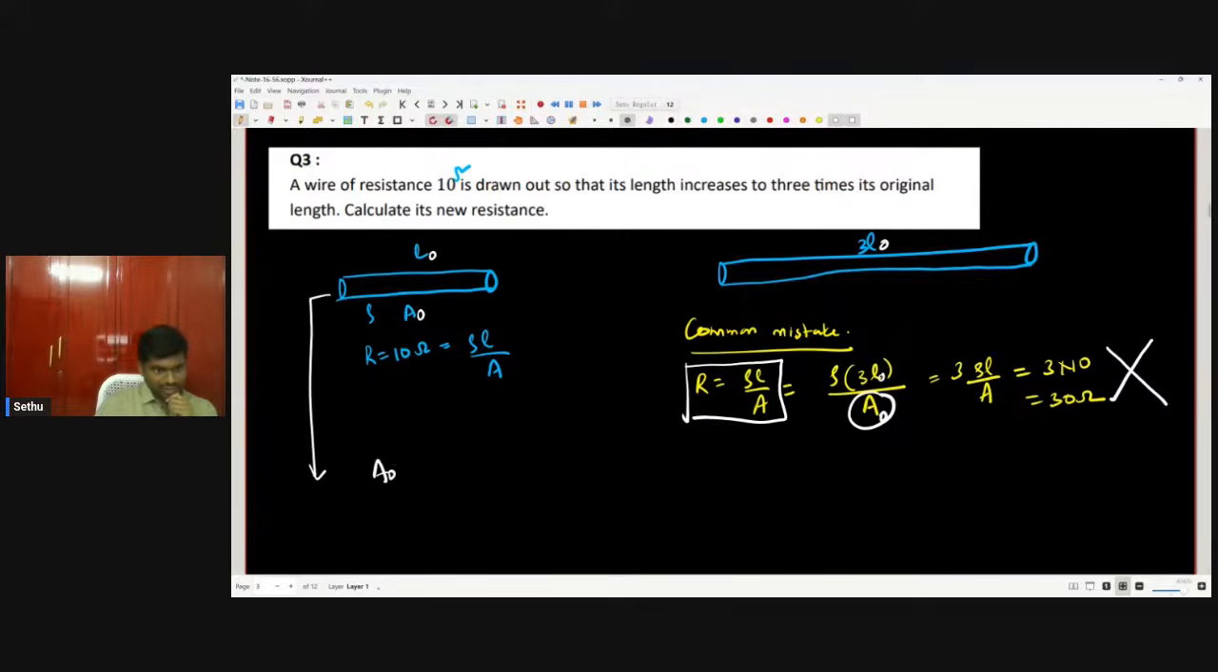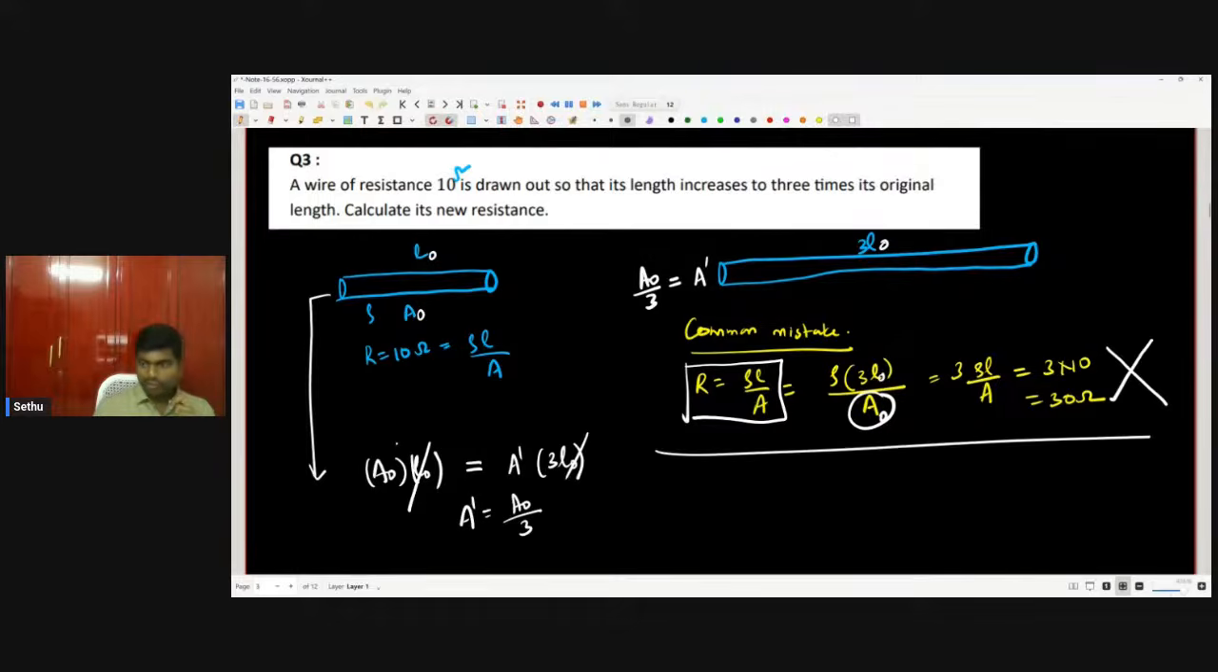Area of cross section is A0 into length is L0. So area into length gives you volume. That must be equal to the new area, A dash, into 3L0. Now let's figure out what is A dash. A0 remains A0, L0 cancels. So you end up having A dash equal to A0 by 3. So when length becomes 3L0, area becomes A0 by 3.